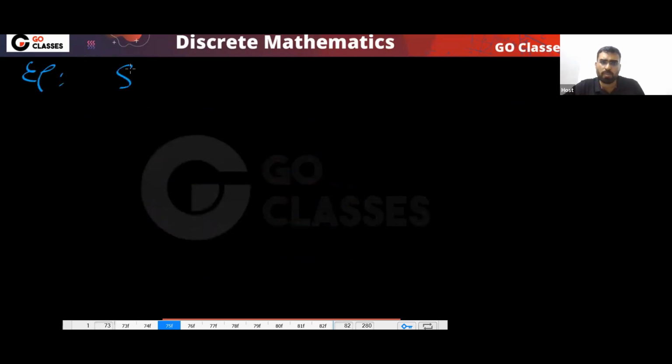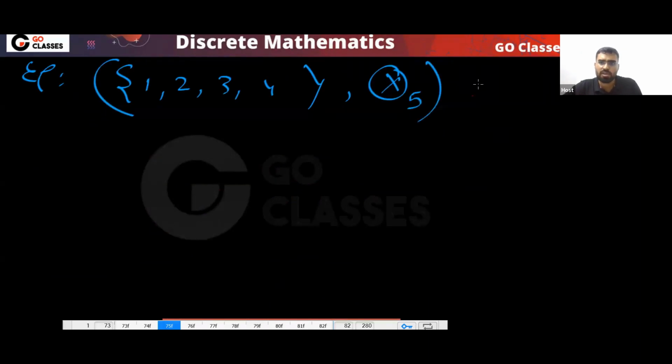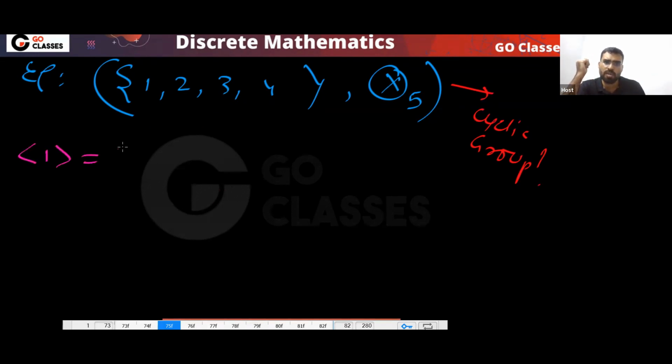Now consider this group. Okay, let's check it out. Is this a cyclic group? Can I say which element will generate this complete group? Which element has the power to generate this complete group? See, the identity element cannot generate this whole group. What can 2 generate? What is the order of 2? Find the order of 2.